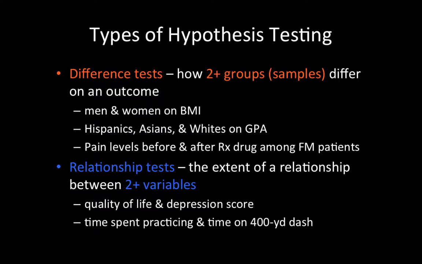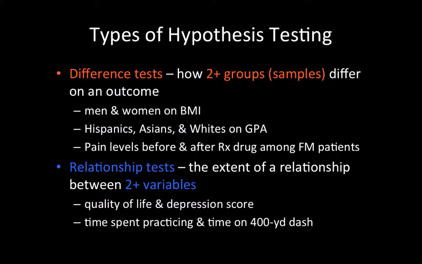Whereas relationship tests really test the extent of a relationship between two or more variables. So if we're asking a group of participants about quality of life, ranging from poor all the way up to excellent, and then maybe had depression scores ranging from 0 to 63, where the higher the depression score, the more depressed they were, we can look at the relationship between these two variables and test to see how strong it is and whether or not there really is a relationship between these two.